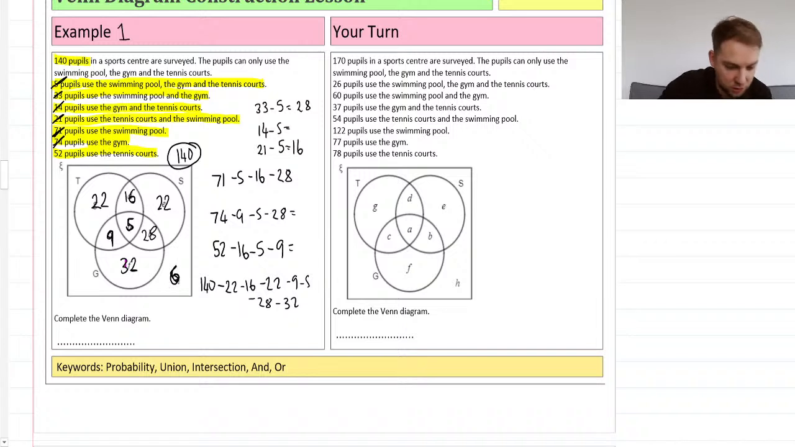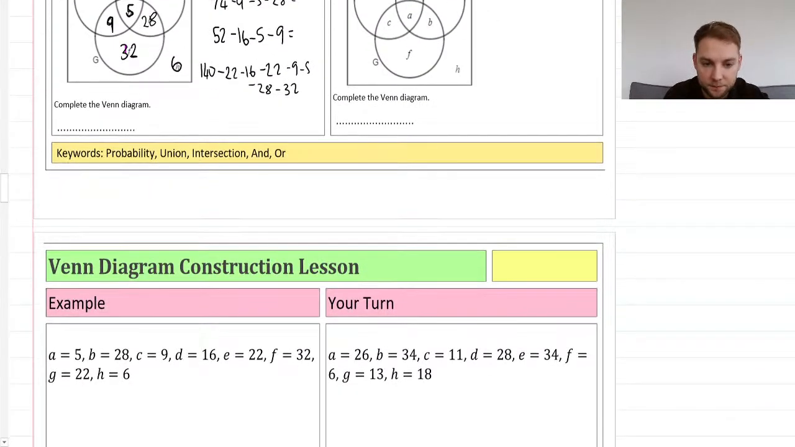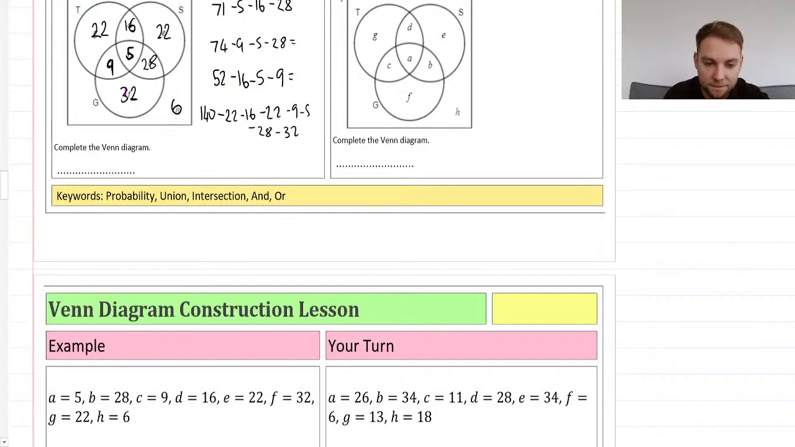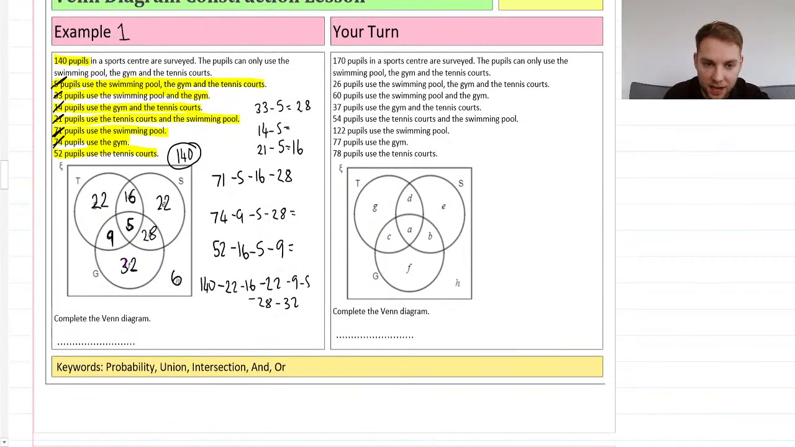And if you want, you can check that, because all of these in here should sum to 140. So if you wanted to, you could add all those together. So let's just have a check on that. Yeah, we've got that right. A is 5, B is 28, H outside is 6. That's the one you want to check. Brilliant. Okay.